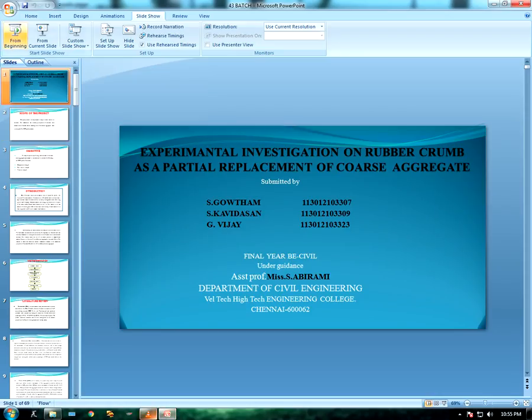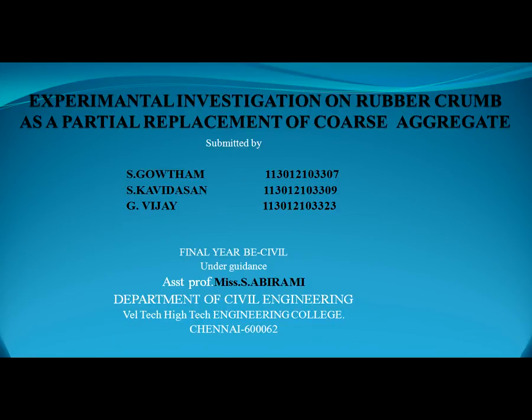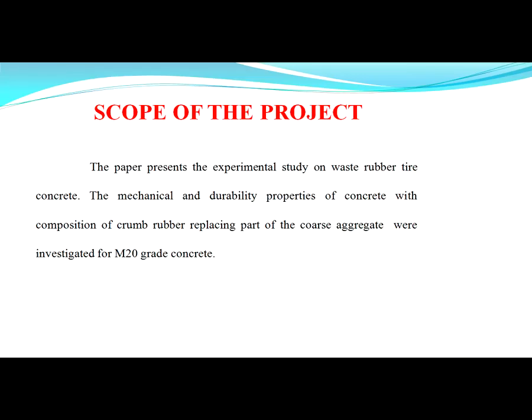Investigation on rubber crumb as a partial replacement of coarse aggregate. Scope of the project: the paper presents an experimental study on waste rubber tires in concrete, as a coarse aggregate investigated for M20 grade concrete.